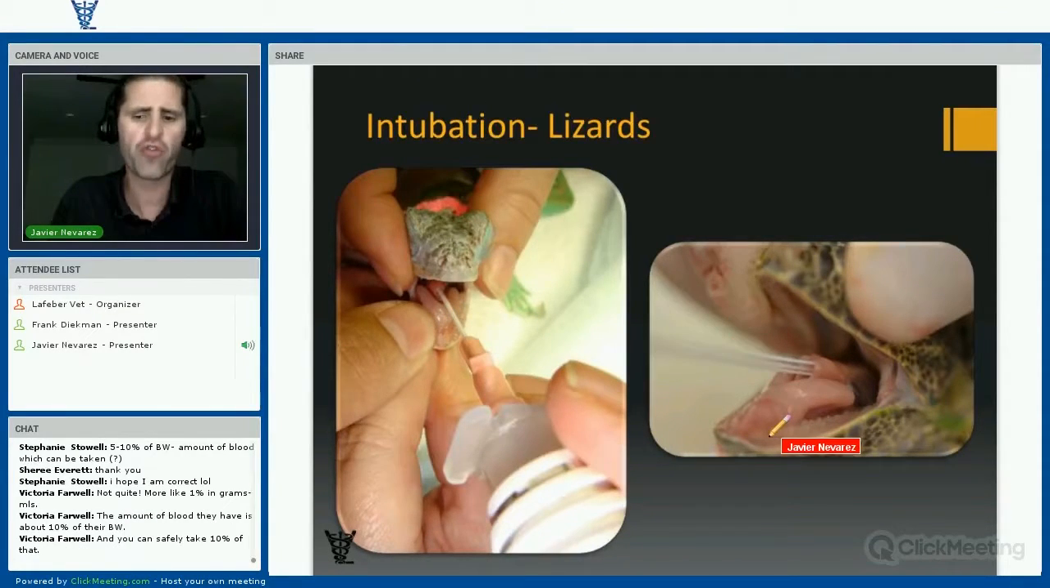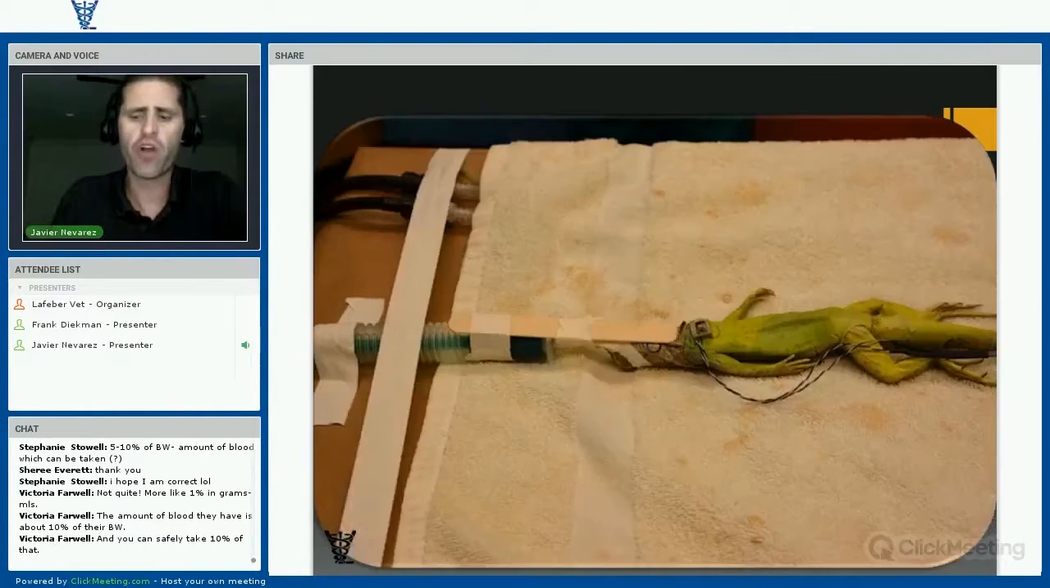So you have to make sure that you stabilize that catheter that you're using as an endotracheal tube. Otherwise, you can actually occlude that tube and you can run into a lot of problems.